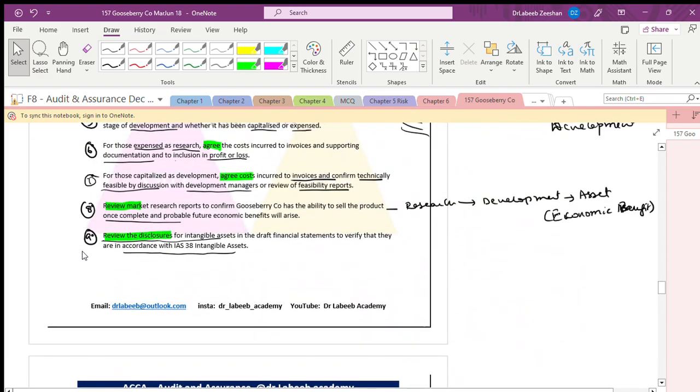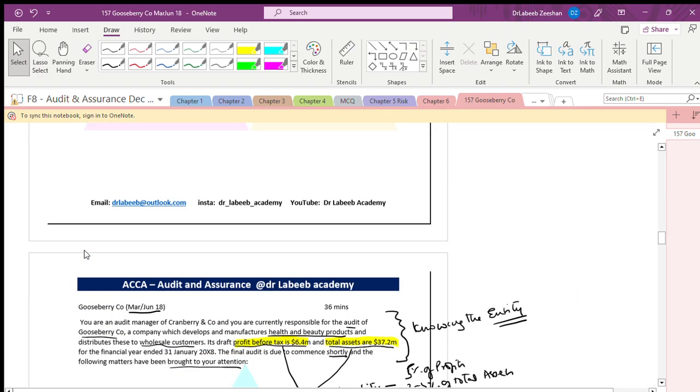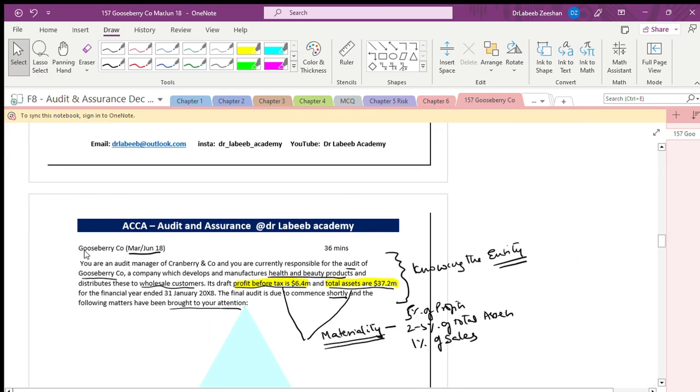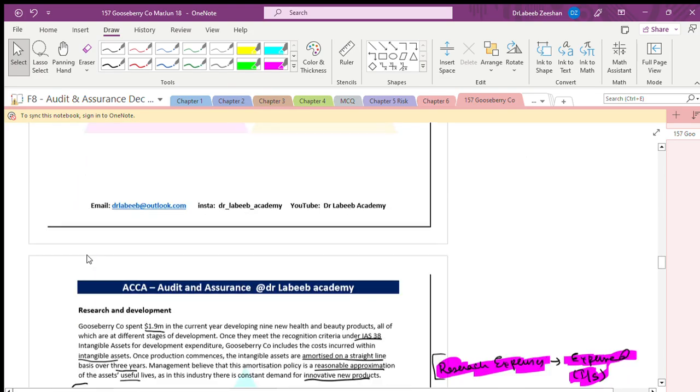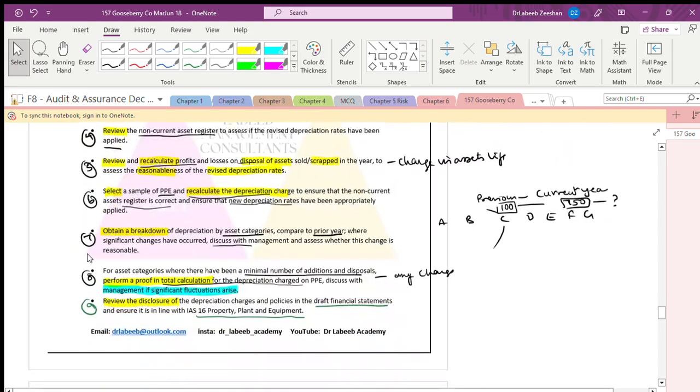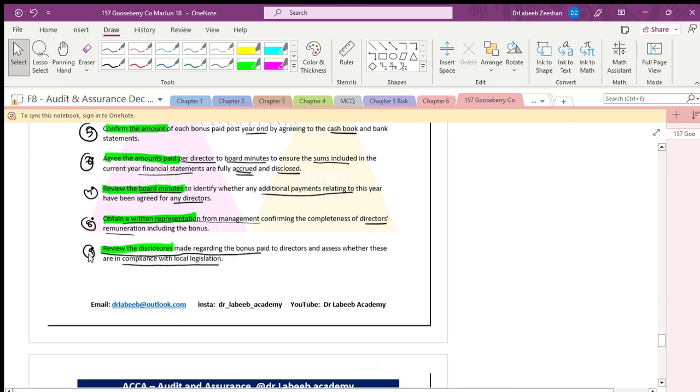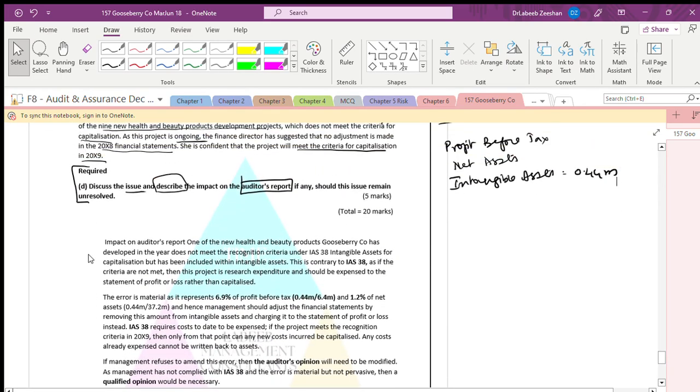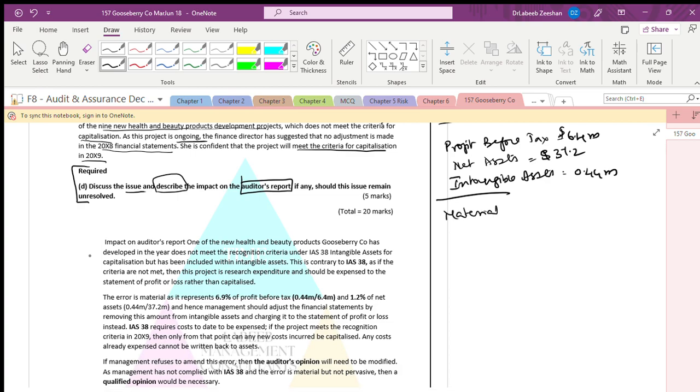How much is the profit? 6.4 million, and net assets 37.2. This is 6.4 million and this is 37.2. This constitutes the materiality.